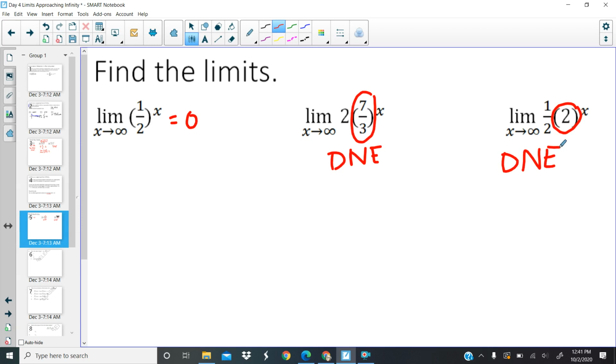And then I also went over to Desmos because I wanted you guys to see what these looked like on the graph.